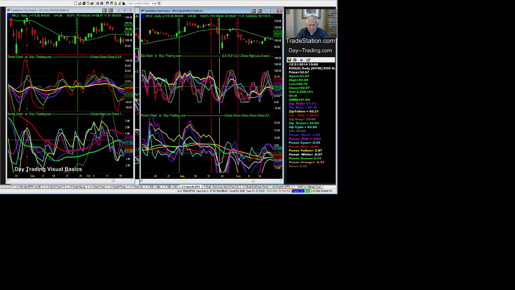Again, I have the zip yellow running high. It's not highest all the time, but it does run high with the power yellow. And in this case, the power green and orange are above 0, and mostly the green is running above the orange. So it's a typical tendency for an uptrend.